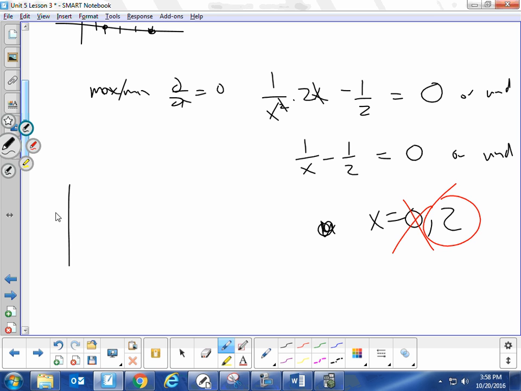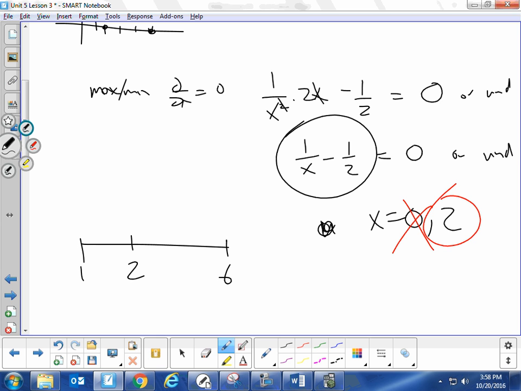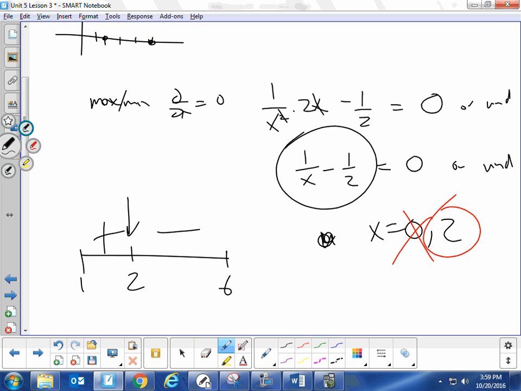Now we can either work our first derivative and the signs of my first derivative on my closed interval from 1 to 6, and I could check out 2 by looking at this derivative. If I plugged in 1/2, 1 divided by 1/2 is 2, 2 minus 1/2 is positive. If I check something after 2, like 3, 1/3 minus 1/2, that's going to be a negative. So if I start at 1, we are going to be increasing until I get to 2, and then decreasing from there. So I definitely have a max.